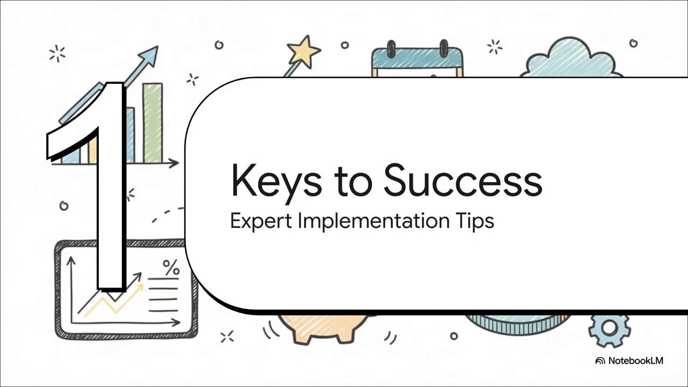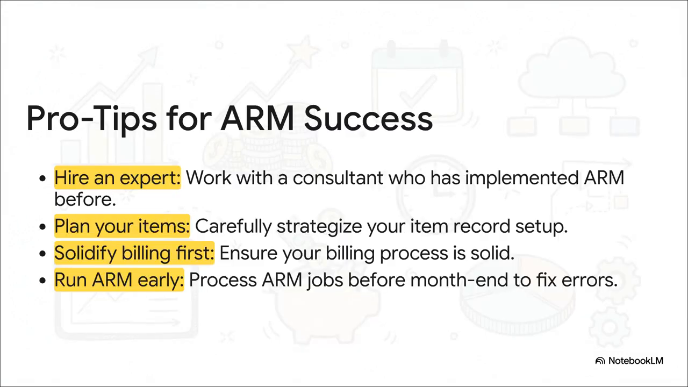So, knowing all the good and the bad, how do you actually make sure this thing is a huge success and not a huge headache? Let's wrap up with 4 key tips that come straight from experts who have been in the trenches implementing ARM. All right, tip number 1, and this is non-negotiable. Hire an expert. Work with a consultant who has done this before. Period. Second, spend a ton of time upfront planning your item record setup. Get it right from the start because it's the foundation of everything. Third, make sure your billing process is rock solid before you even think about automating the revenue that comes from it. And finally, a really practical tip, run your ARM jobs a few days before the month officially closes. This gives you a buffer to find and fix any little errors without the crushing pressure of a hard deadline.